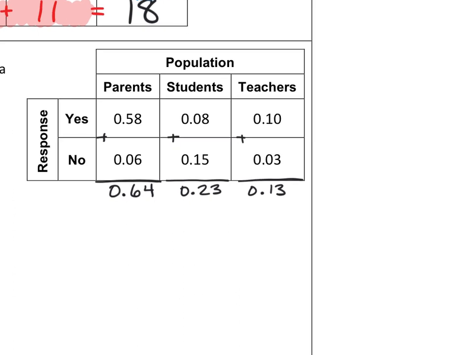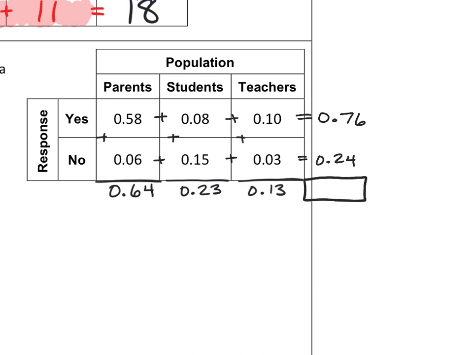Let's figure out what percentage voted yes. So if we add up the entire yes row, what percentage of people in the survey voted yes? Should be 0.76. What percentage of people voted no? 24%. Now my question for you, this one's a little weird because we're giving you the percentages, like the decimal versions of the percents, but the percentages each time.